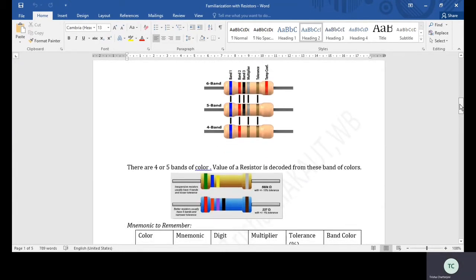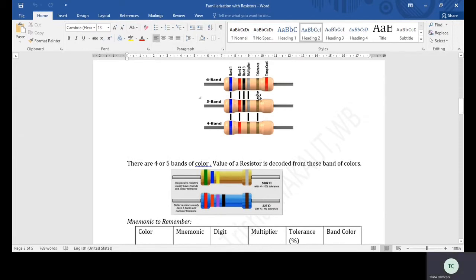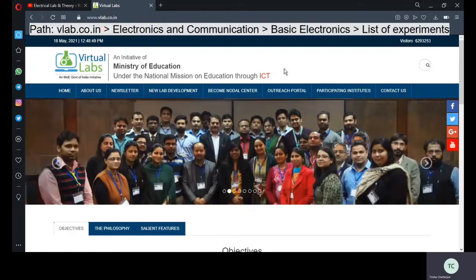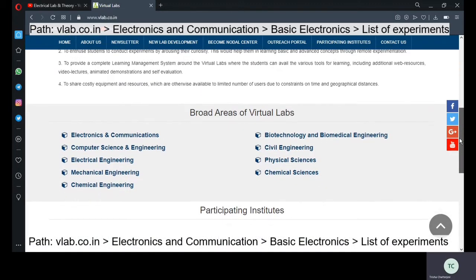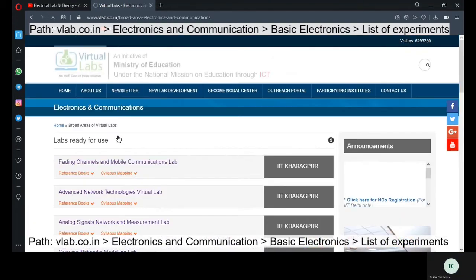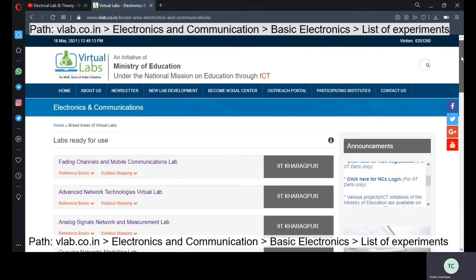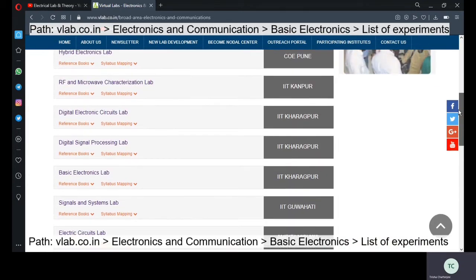So now let us discuss the color coding. Okay. So before going to this, I think we should directly go to our website, www.vlab.co.in. By scrolling down, you can find several departments or broad areas of the virtual lab here. From this, we have to select electronics and communication. Again, in electronics and communication, scroll down.